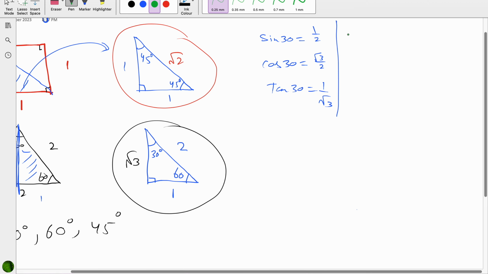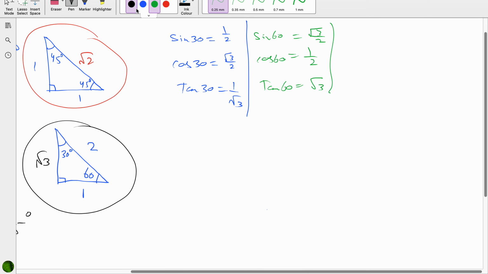So let's try 60. Sine 60, cos of 60, tan of 60. So sine 60 is, for 60 degrees, perpendicular over hypotenuse, square root 3 by 2. Cos of 60 is base over hypotenuse, that is 1 by 2. Tan of 60 is perpendicular over base, so that is square root 3 by 1, so no need to write that. So we're done with sine, cos, tan of 30 and 60.